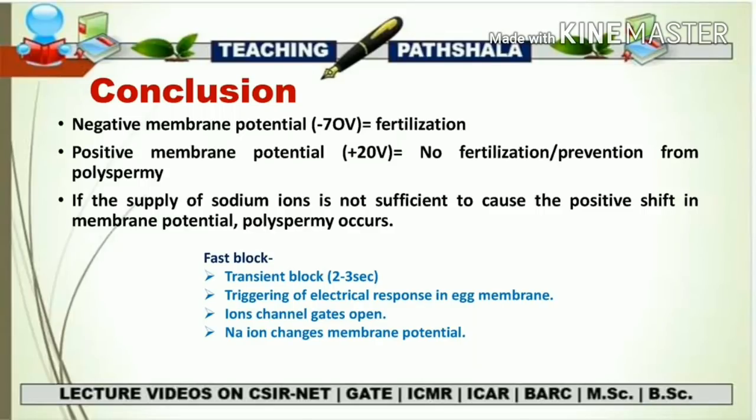The third case is that if the supply of sodium ions is not sufficient to cause the positive shift in the membrane potential, then in that condition polyspermy is going to occur. So if we want to make a key point about the fast block of polyspermy, we can say that it is a transient block which occurs just 2 to 3 seconds after the binding of sperm with the egg. Okay, and it lasts for at least I think 40 to 50 seconds, or maximum 1 minute. Next, it triggers an electrical response inside the egg membrane. It opens an ion channel, and finally the sodium ion is going to change the membrane potential.